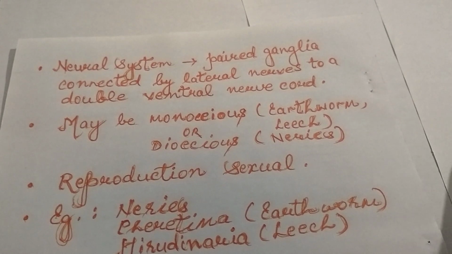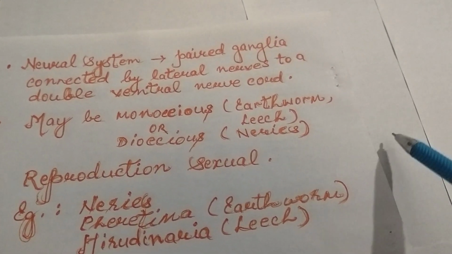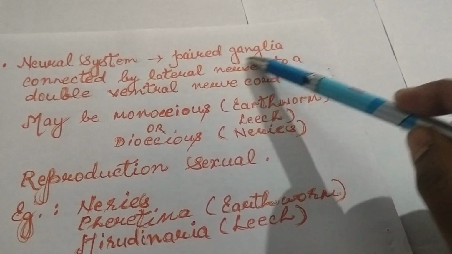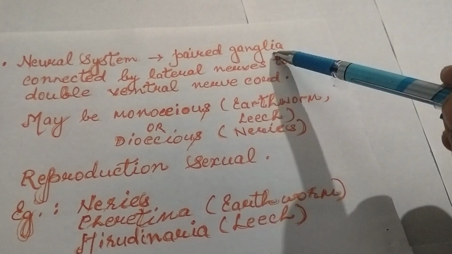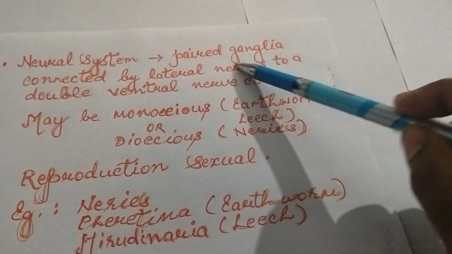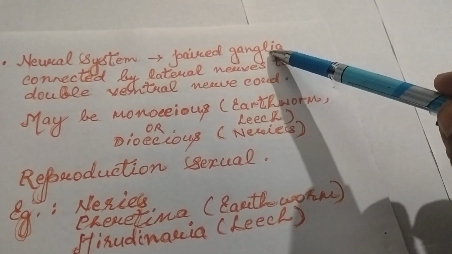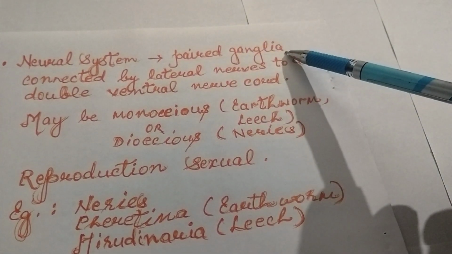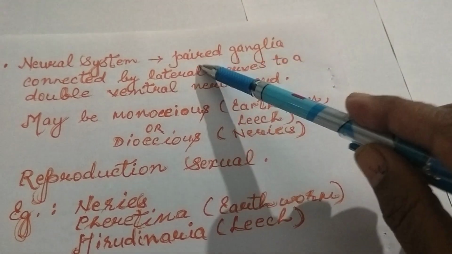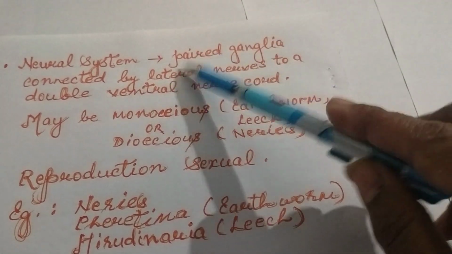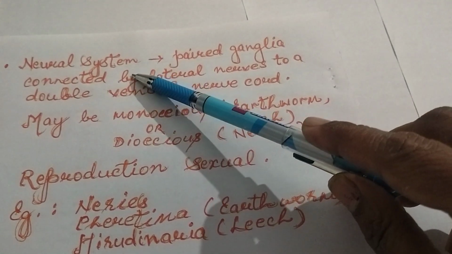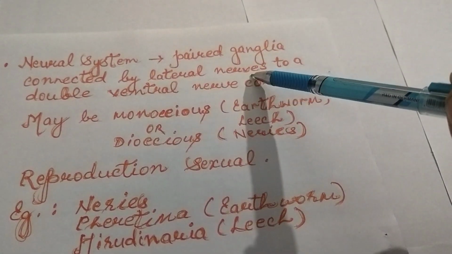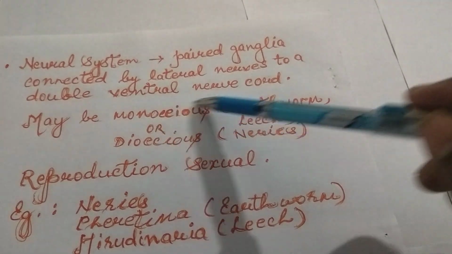Now see the next character, you have a specific nervous system here in Annelida. Its nervous system or the neural system comprises paired ganglia. Ganglia are the nerve nodes present. So ganglia are the organs of neural control, and they are paired, means they are present in pairs. So in the nervous system of annelida, you will see paired ganglia that are connected by lateral nerves to a double ventral nerve cord.